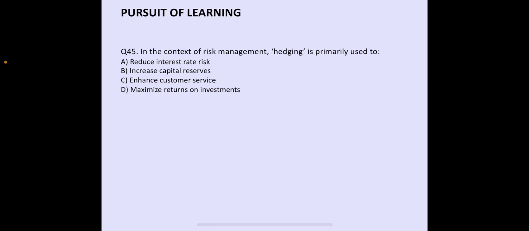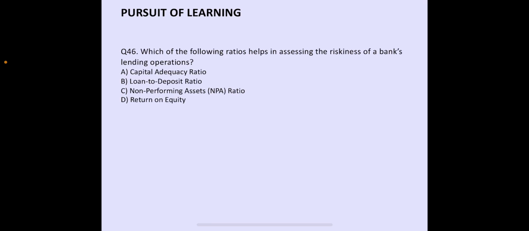Which of the following ratios helps in assessing the riskiness of a bank's lending operations? So out of these options, A, capital adequacy ratio, B, loan to deposit ratio, C, non-performing assets ratio, D, return on equity. So the correct answer is non-performing assets, the NPA ratio.